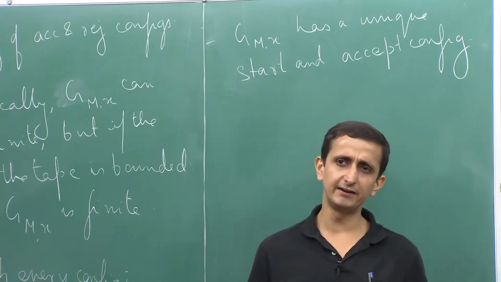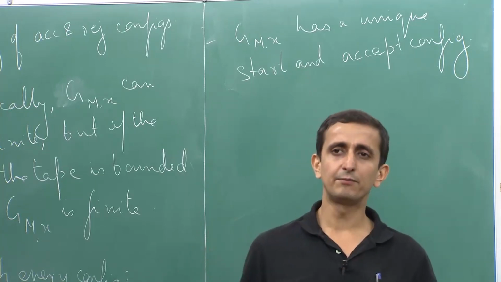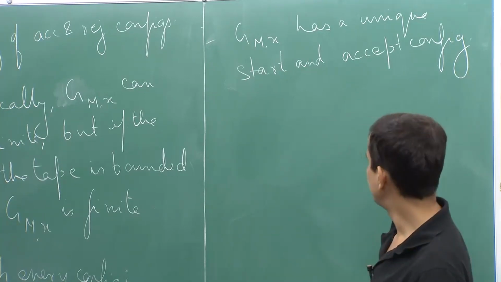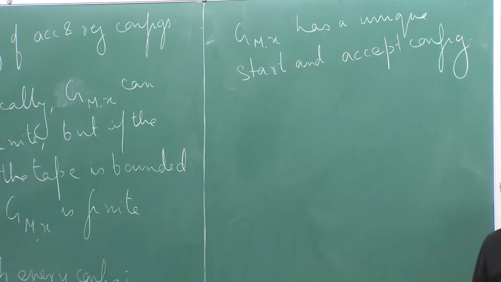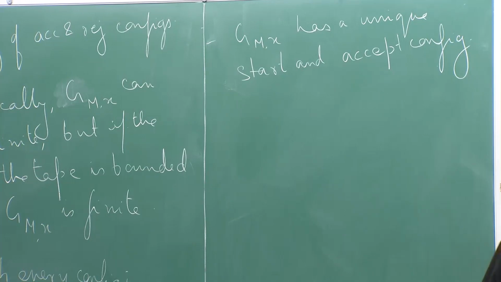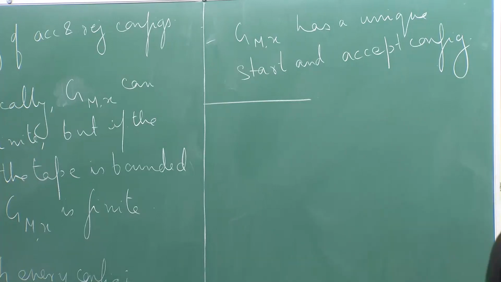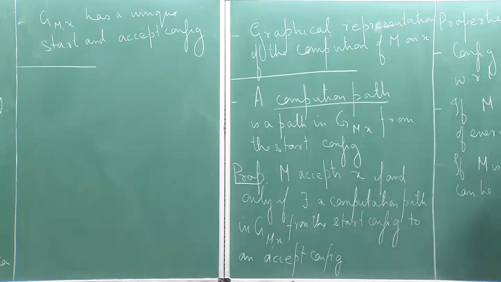Similarly, if it enters a reject state, I can do the same thing. I can empty the contents, move the tape head to the leftmost cell, and then enter the new reject state. So, essentially, without loss of generality, I can assume that GMX has a unique start and accept configuration. So these are some properties that will be used when we talk of the configuration graph of a Turing machine.